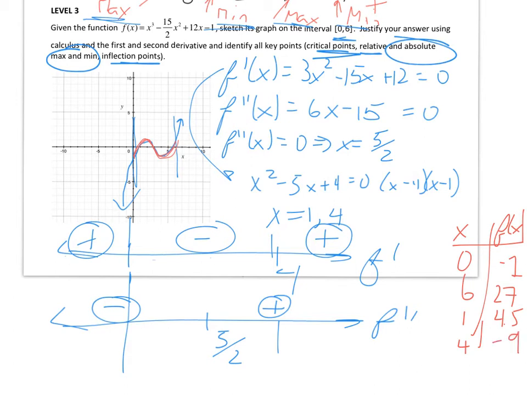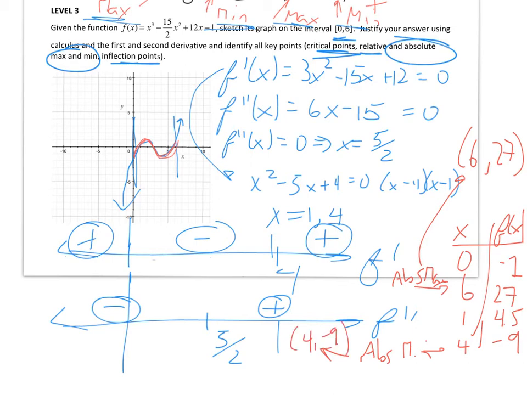So what do I now have? Absolute max, absolute min, respectively. And those points are at 6 comma 27, and 4 comma negative 9.